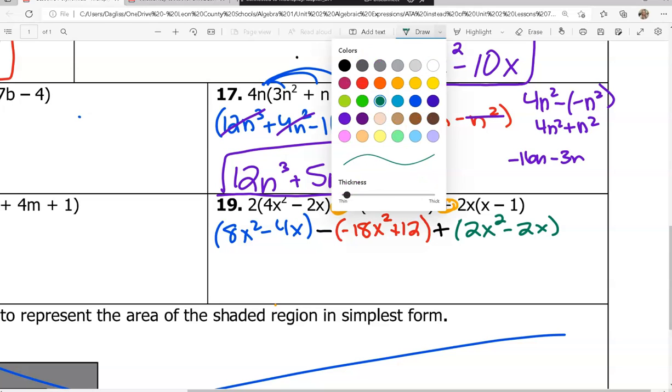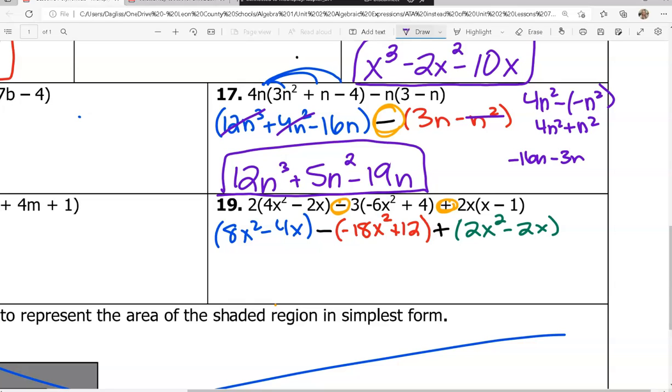Okay. It's great. It makes my math heart happy. So these all have the x squared, right? So we're going to do 8 minus negative 18 and then plus 2. So remember, minus negative becomes a positive. So we have 8 plus 18 plus 2, which becomes 28x squared. Good.